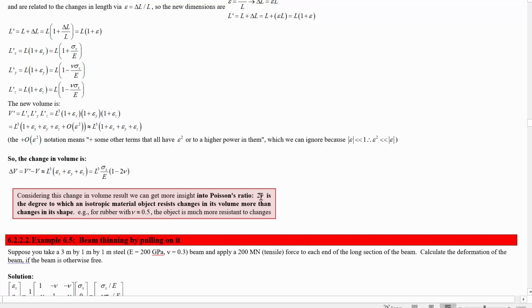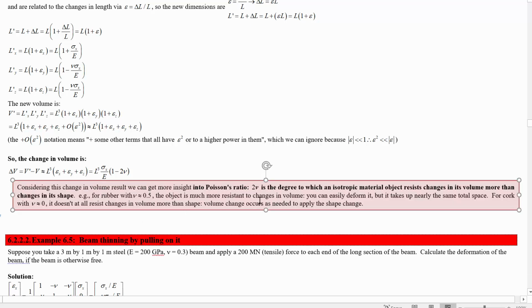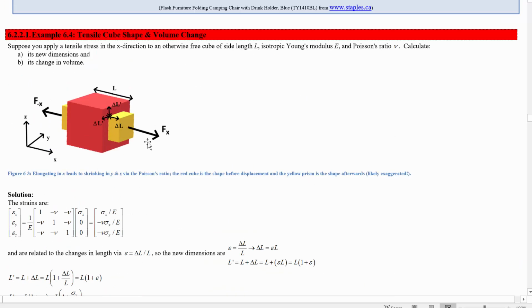So nu is kind of like the degree to which a material resists changes in its volume more than it resists changes in its shape. So for rubber with nu of almost 0.5, the object is much more resistant to changes in volume, right? You can easily deform it, but it takes up nearly the same space. For cork, though, it doesn't resist changes in volume at all more than shape, right? Cork will just extend in the one direction, and the other dimensions are just like, whatever, that's happening.